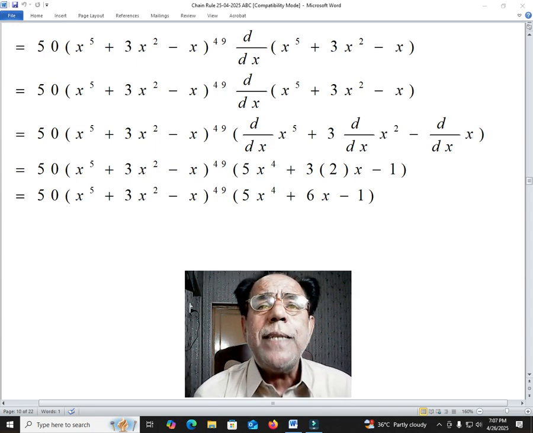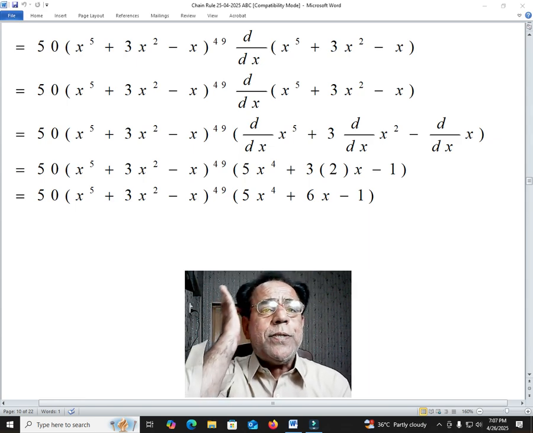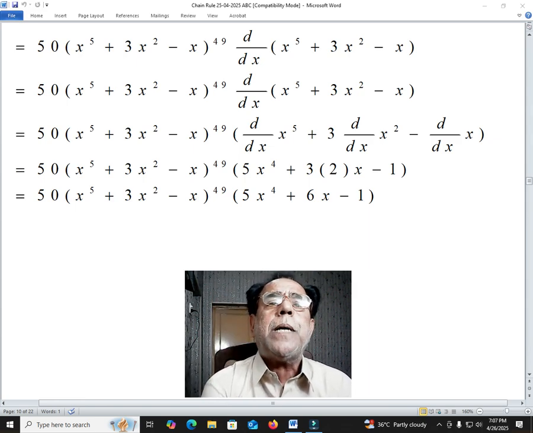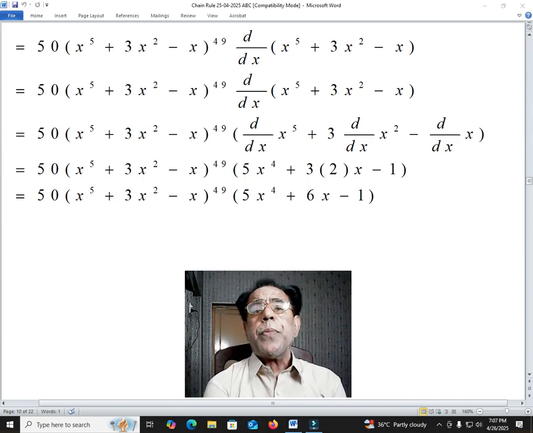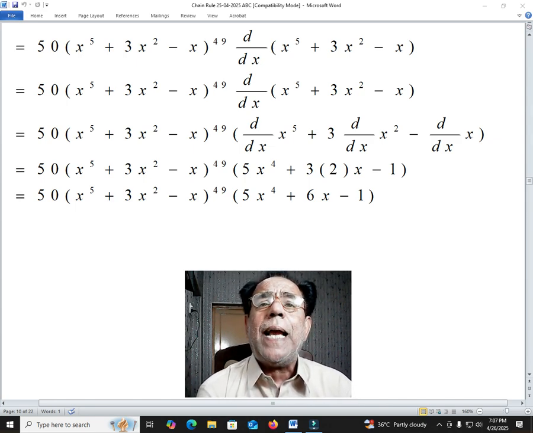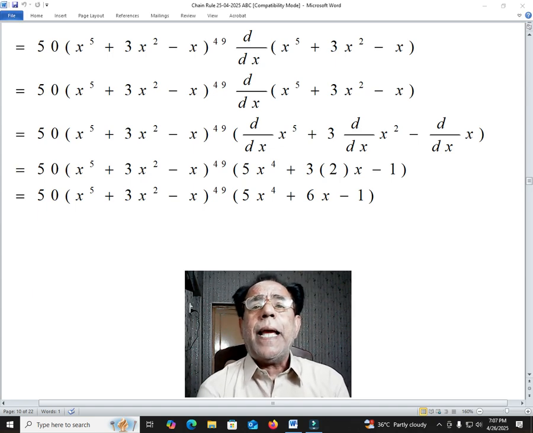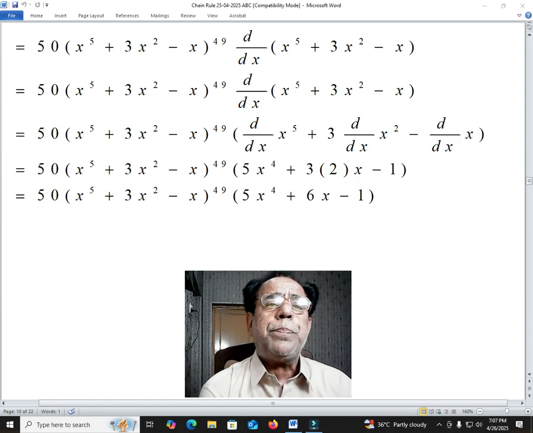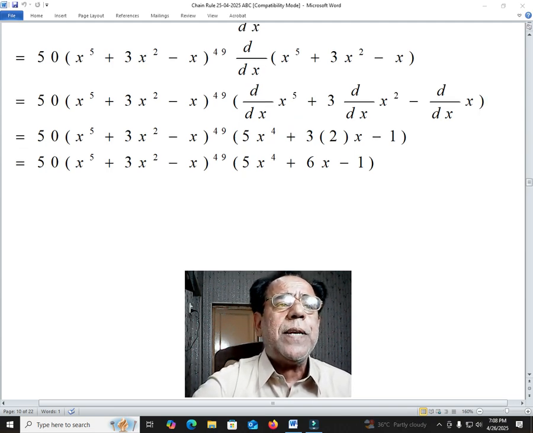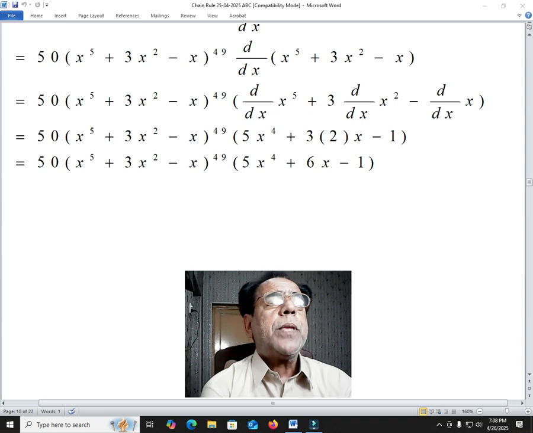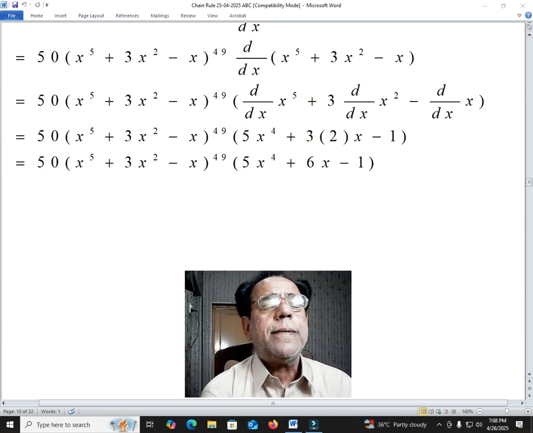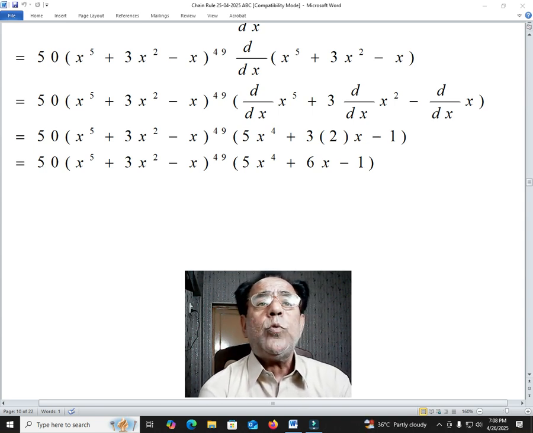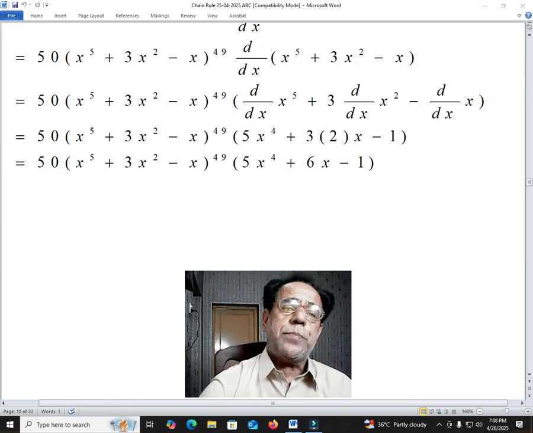Okay, so differentiation of x square will become 2x, and this 2x is being multiplied with 3, so it will become 6x. Moreover, differentiation of simply x with respect to x will be 1, that is unity, and differentiation of x raised to power 5 with respect to x will be 5x raised to power 4. Hence after simplification our answer becomes 50 into (x^5 + 3x^2 - x)^49 into (5x^2 + 6x - 1).